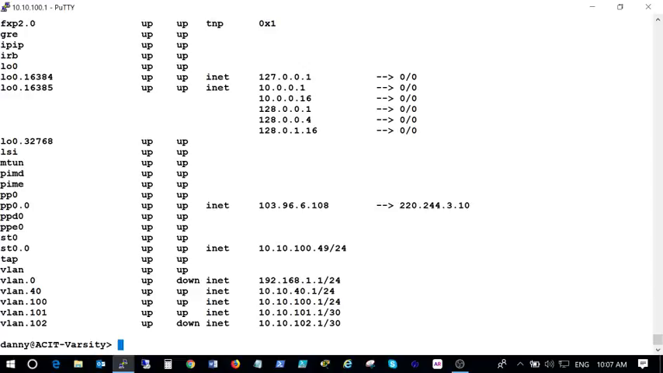So here's the deal. We notice that we've got PP0.0, which is also up. Incidentally, can you tell me what does the 0.0 signify? Any ideas? What would the 0.0 signify after the PP0? Okay, let's just drop down to the VLAN interfaces. What would the .40 signify on the VLANs? Or the 100, or the 101, or the 102 for that matter, or the 0 on the other VLAN. What does that mean?